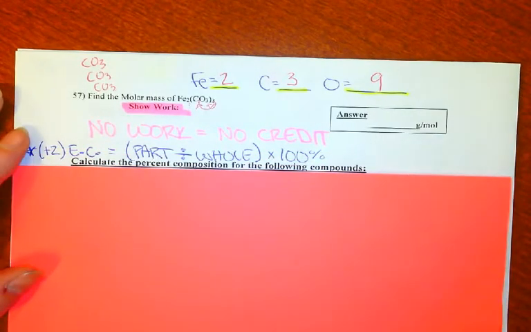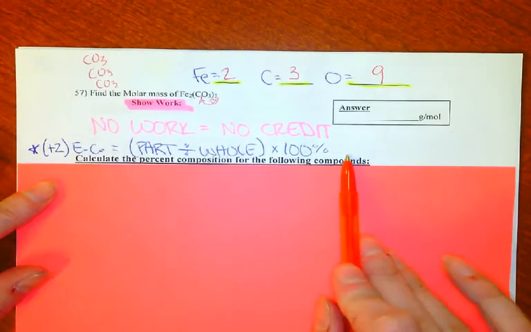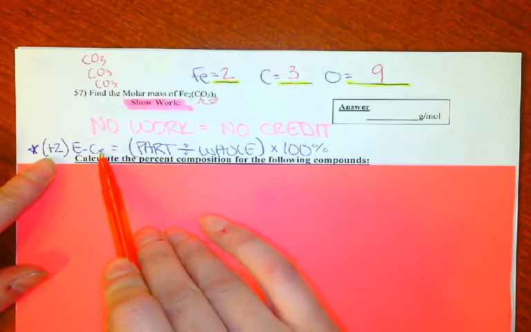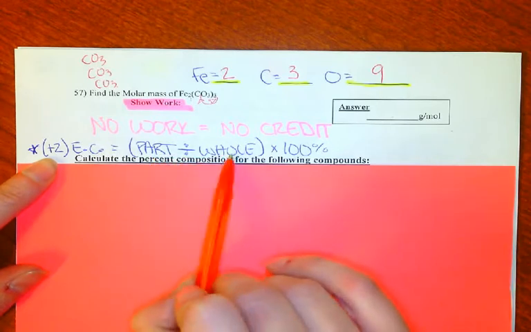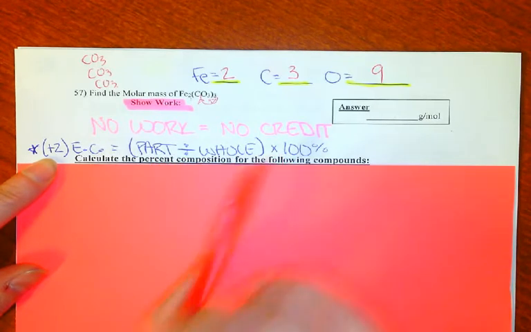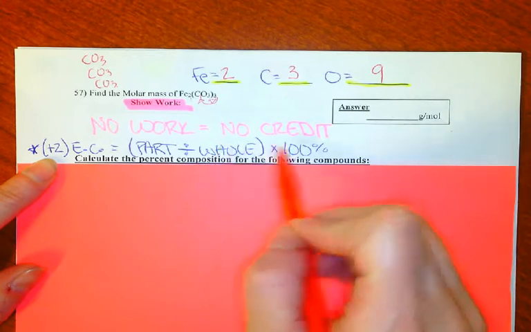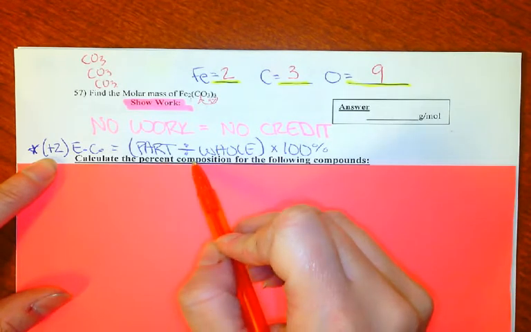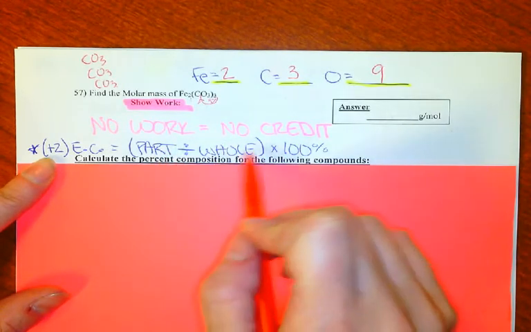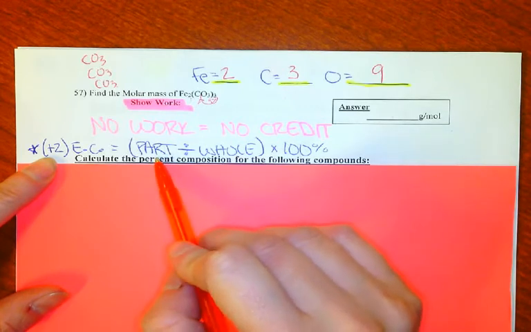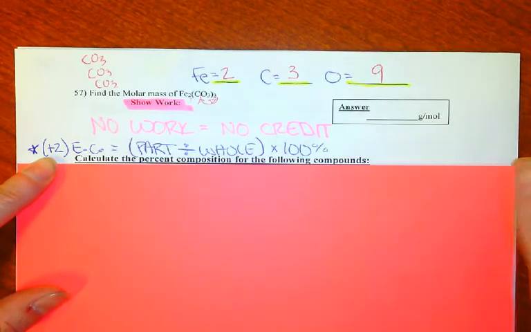Then here we go, our last little extra credit bit. Make sure you write this down. This is for 2 points extra credit. That's part divided by whole equals 100%, or times 100. Part divided by whole times 100 will give you percent composition. You are not given this equation on the test. You have to memorize that: the part divided by whole times 100.